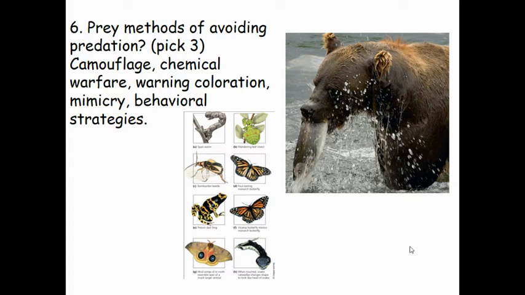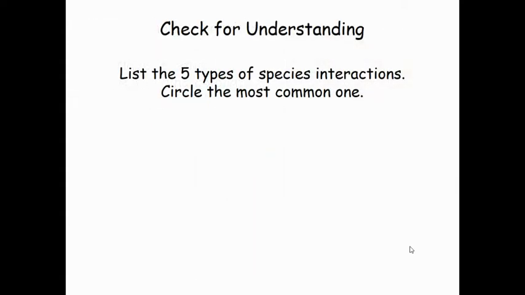I'm moving ahead in 5, 4, 3, 2, and 1. Okay, use this as an opportunity, please, to practice with your notes. Studying now is going to save you time studying later. List the 5 types of species interaction, and circle the most common one. Take a look back at number 1 if you can't remember.